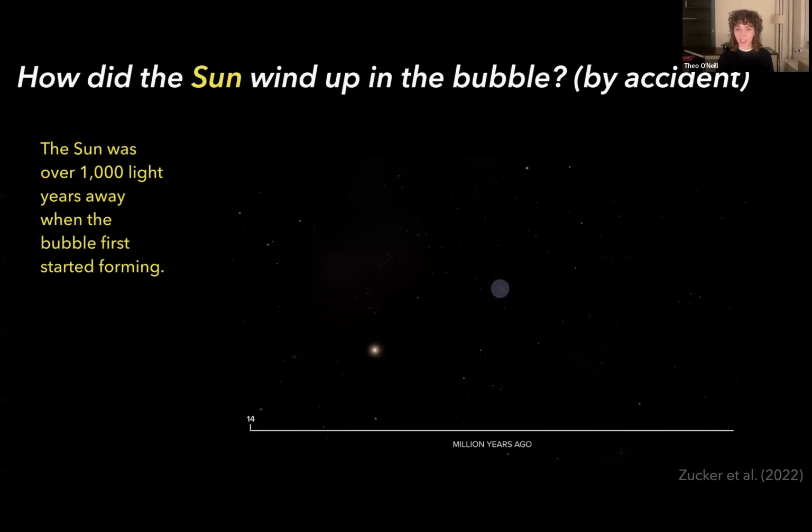And a question that I often get is, why is the sun in the center of this bubble? Isn't that a little odd? Isn't that a little unusual? And so what Catherine found is that our sun was actually about 1,000 light years away when this bubble started forming.